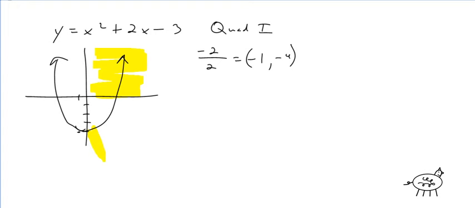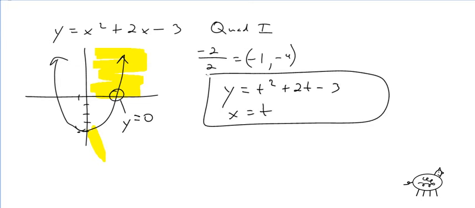So really, what am I looking for? I'm looking for where y is going to be equal to 0. That's where it makes the transition. I'm still looking for x values, because if I parameterize it, it's still y equals t squared plus 2t minus 3 and x equals t. That's all the same. Now, what is the value of t?